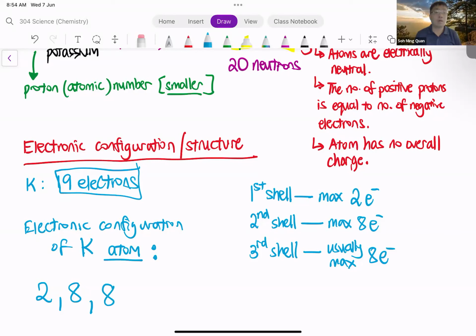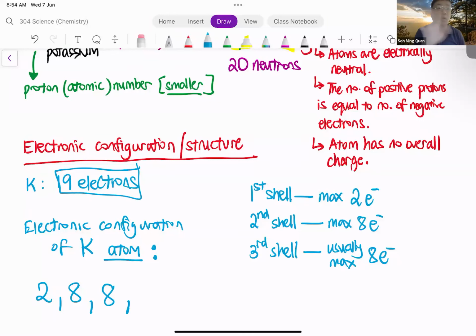Right? So now you have to think and count. 2 plus 8 plus 8. 2, 8, 8 equals 18. So I've written 18 electrons as it is. However, how many electrons does a potassium atom have? A potassium atom has 19 electrons. So with 18, I'm still lacking 1.